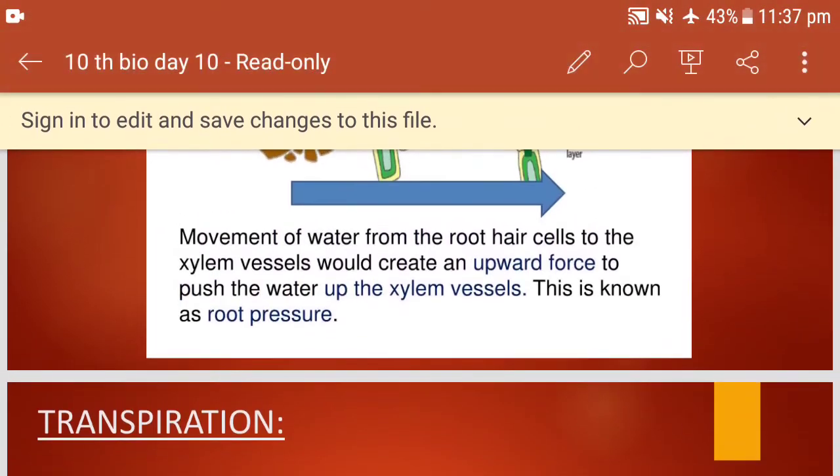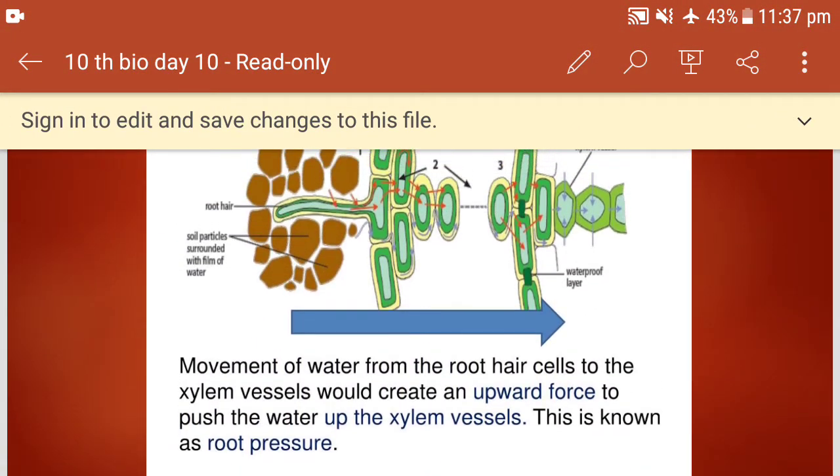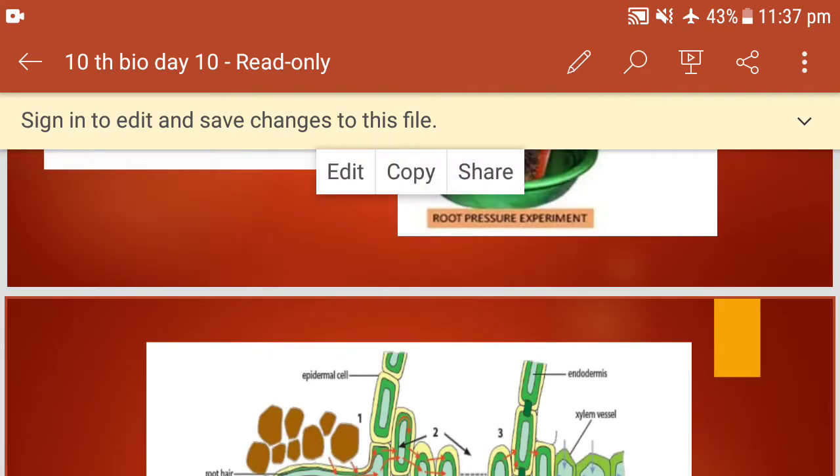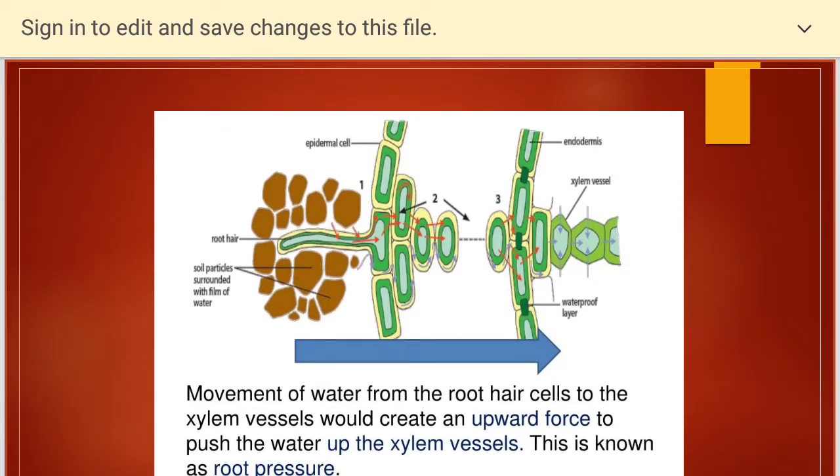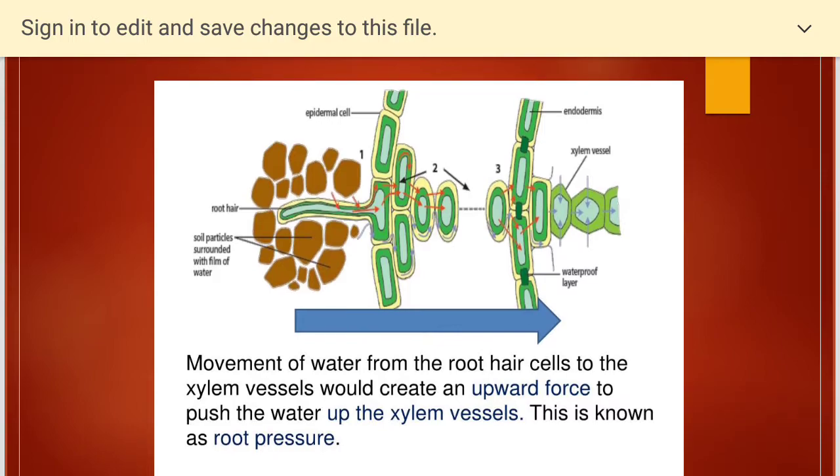Again, this question is very important. It is asked in the exam. How, explain with an experiment, or they can ask you, how does the water travel by the process of osmosis in roots? Then you have to write: movement of water from the root hair cells to the xylem vessels would create an upward force to push the water up the xylem vessels. This is known as root pressure.